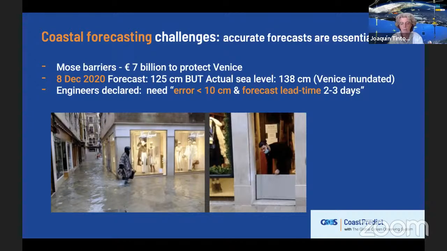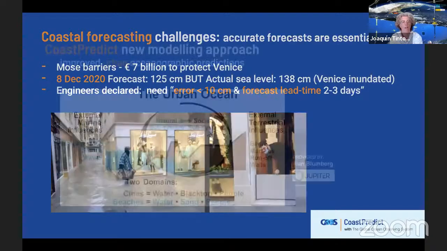Another essential element which I want to emphasize in COAST Predict, and again, this is similar to what we are working on in JERICO, is that things have changed in the last 10 years. And today, nowadays, we have the capabilities to really work towards this lead time of 2-3 days and errors smaller than 10 centimeters, which is something that we were not capable of doing 10 years ago.